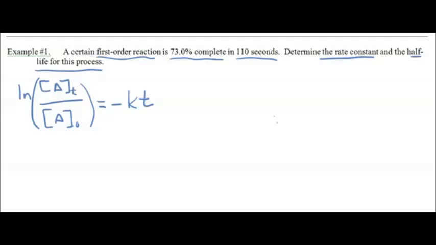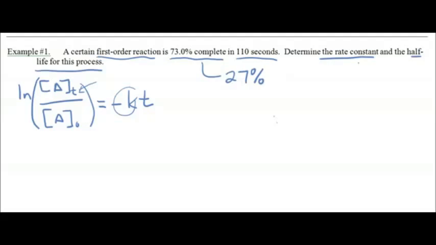Alright, so if we know that we're 73% complete, what that means is we have 27% of our reactant remaining. And that's the value that we have to plug in for our concentration at some point in time. So knowing that, let's rearrange the variables here so that we can isolate what the K value is, because that's what the first question's asking here.